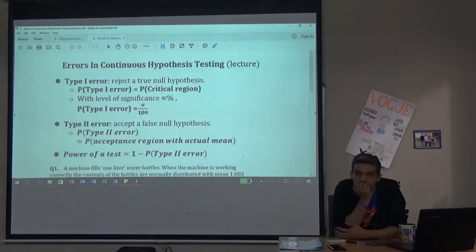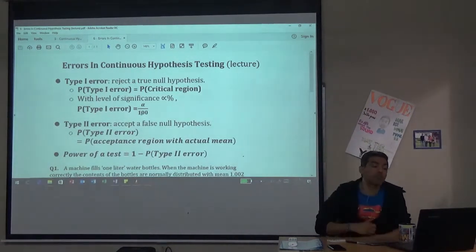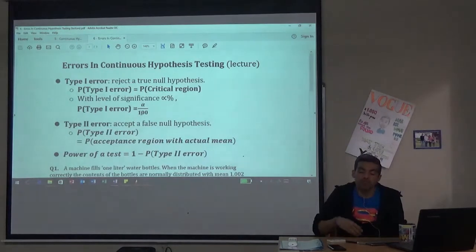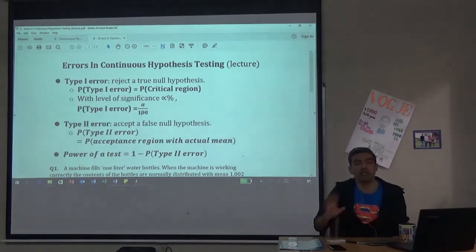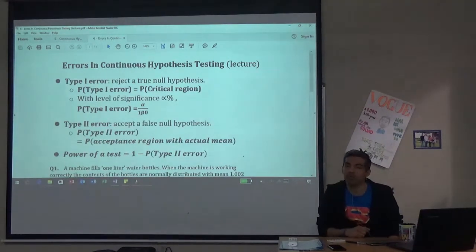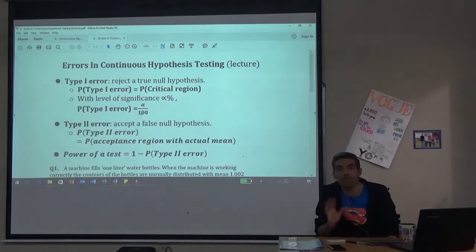So if you keep repeating the experiment, does the probability of making a mistake go down? No, it's not the probability of making a mistake. It's when you get to know how many experiments. Let's say you did it 10 times, once your sample fell into the rejection region, but 9 times it didn't.